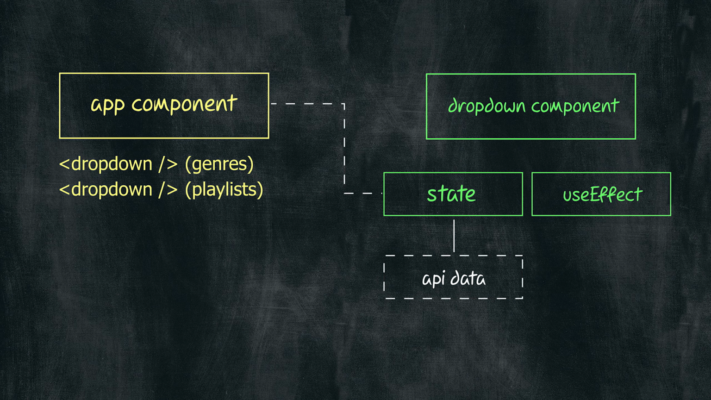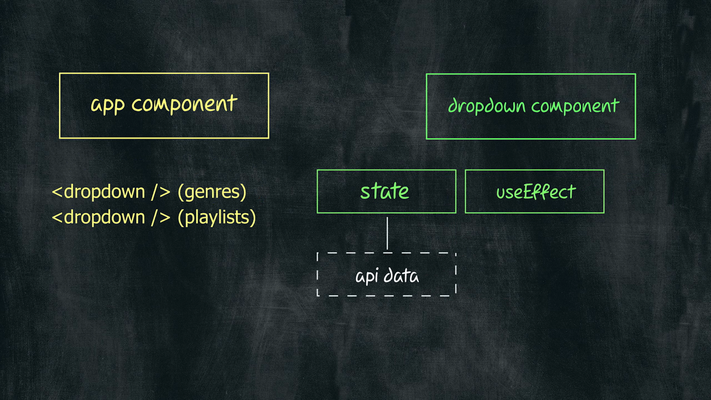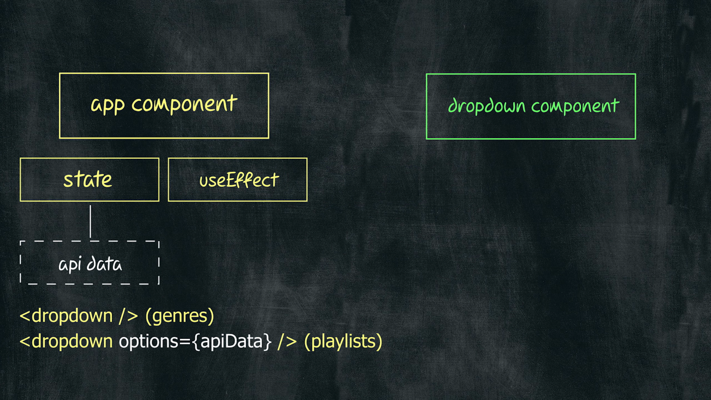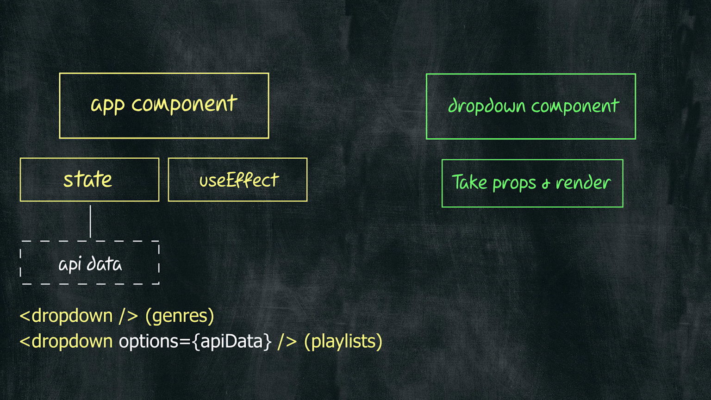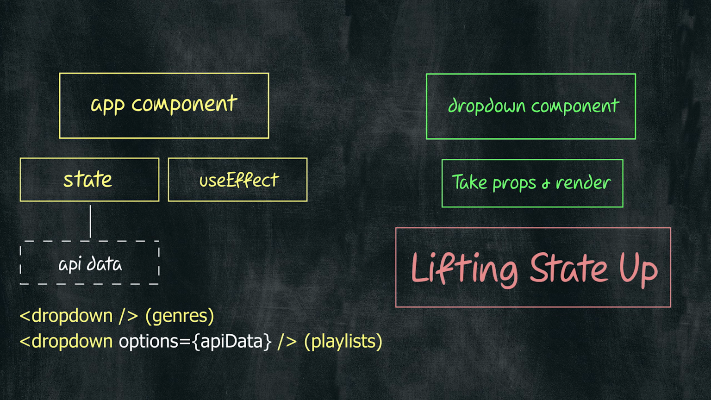Now, while this is possible, it's not ideal because code can become difficult to understand and the probability of bugs increases. What's better is to have the app component store the entire app state, handle the API calls, and limit the dropdown functionality to simple rendering data and/or receiving props. This concept is called lifting state up.